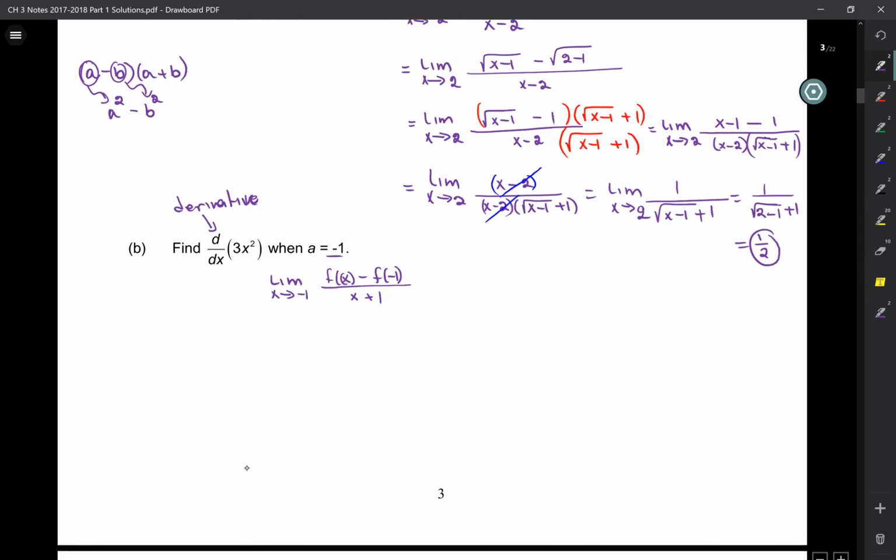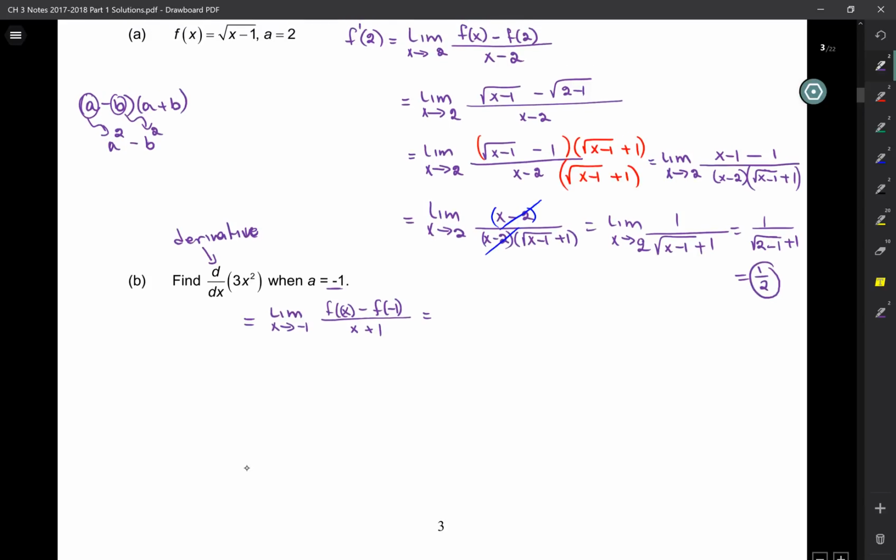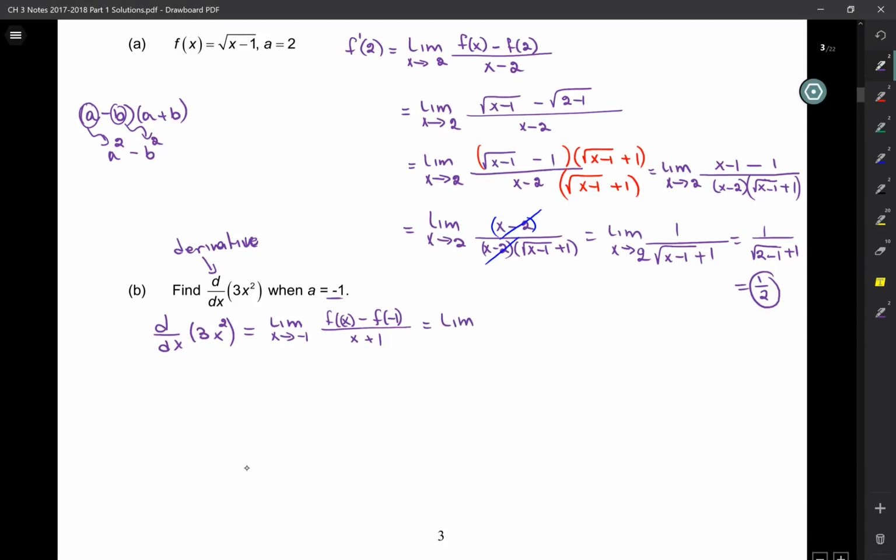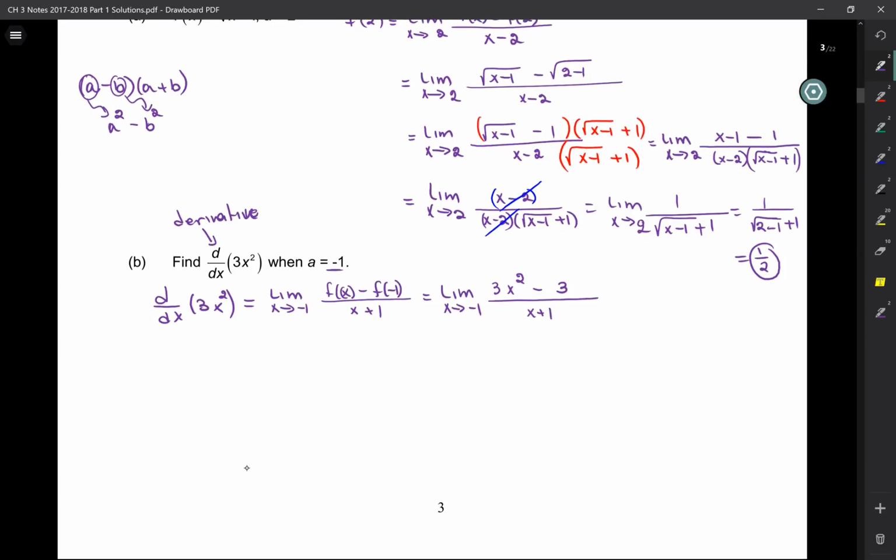Don't we have to put the f prime thing into it? Well, technically, in this case, it's asking you d dx. I mean, you can, it's just the intermediate step. So this is going to be the limit as x approaches negative 1 of f of x, which is 3x squared, minus f of negative 1, which is 3 times negative 1 squared, right, which is 3, over x plus 1. What's f of minus 1 when you plug minus 1 into 3x squared?